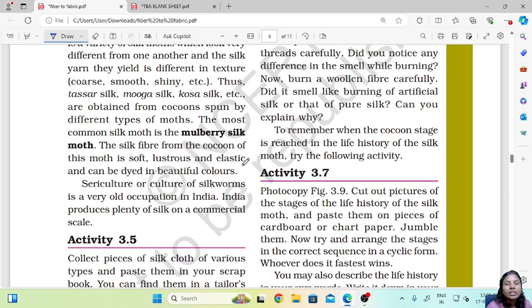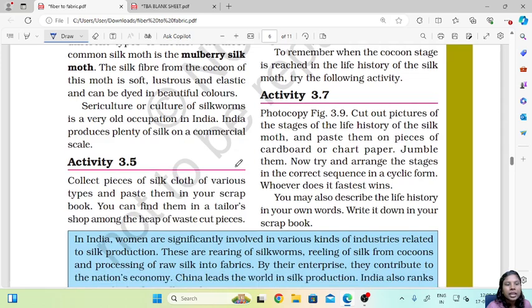So this one is very soft, it is very lustrous, that is it looks very shiny, and also it is elastic, and it can be dyed in various beautiful colors. Sericulture or culture of silkworms is a very old occupation in India. India produces plenty of silk on a commercial scale.